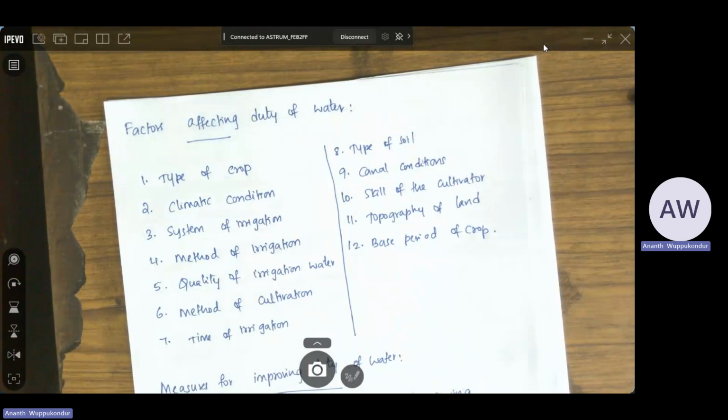How do we improve the duty? So we have seen what can impact the duty. How do we improve it? So based on this, what can we do? Let's take a crop, or crop time, then the soil, and that impacts the further plant growth. You want to do a new crop. And what canal conditions? How can we improve the canal conditions?